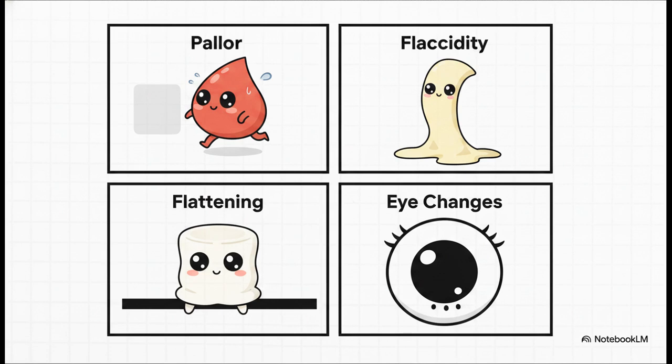We also see something called contact flattening. This means any area of the body resting against a hard surface completely flattens out and loses its elasticity. Finally, there are immediate eye changes. The pupils dilate and become fixed, and the intraocular pressure absolutely plummets, making the eyeball literally feel soft to the touch.